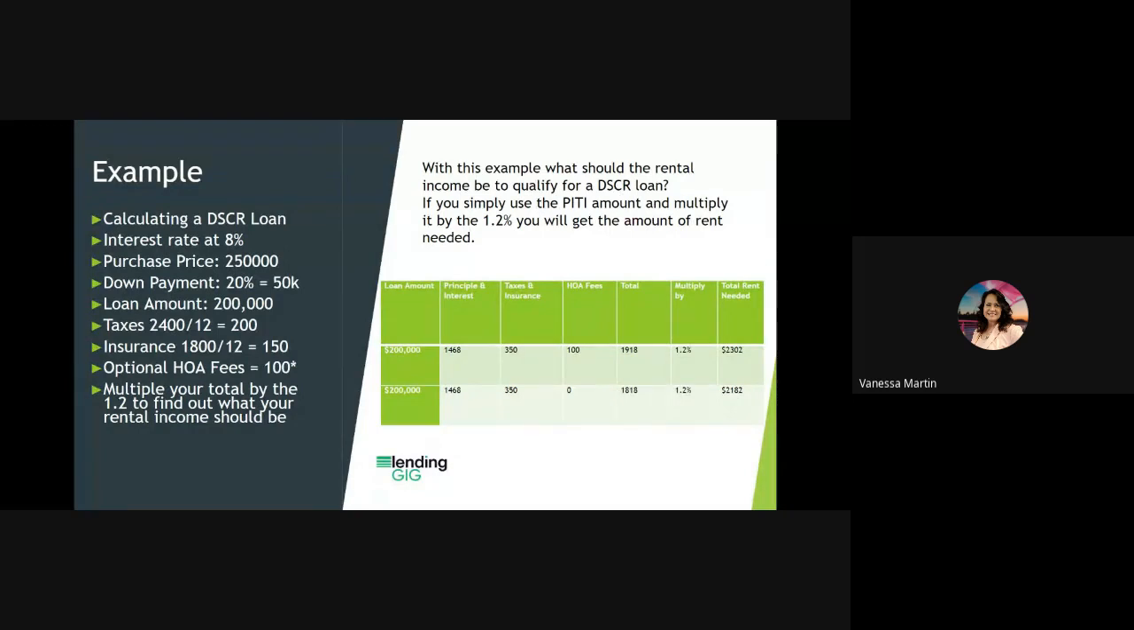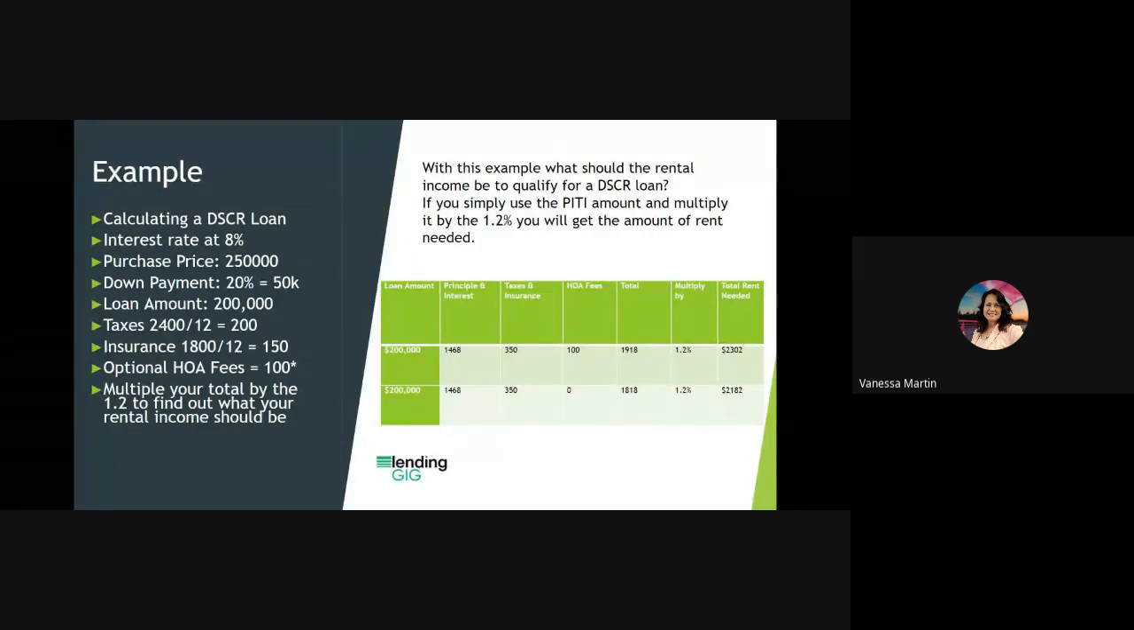In this example, we have a purchase price of $250,000. The down payment is 20%, which is pretty standard across the board. Any investment loan that you're looking at is going to be 20%. Some lenders want 30%, but for this example, we're using 20%. So the loan amount is $200,000. The taxes we estimated at $2,400 a year; you divide that by 12 and it's $200. The insurance is $1,800 a year; you divide that by 12, which gives you $150.